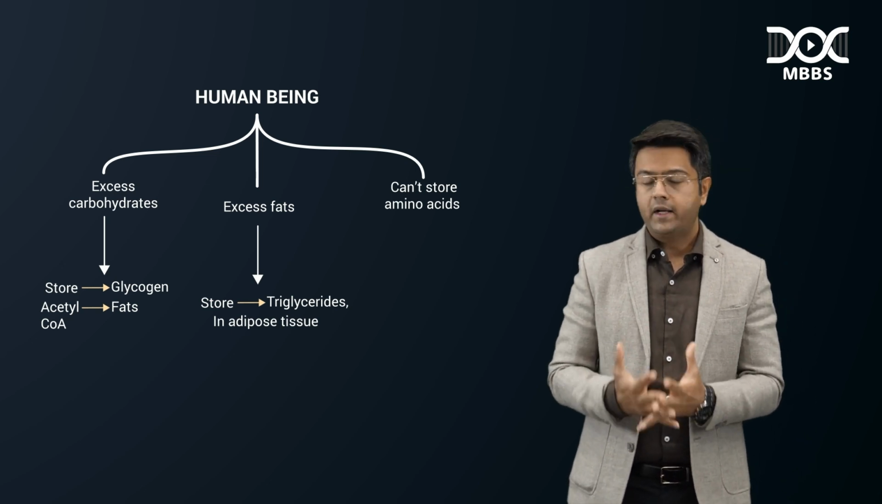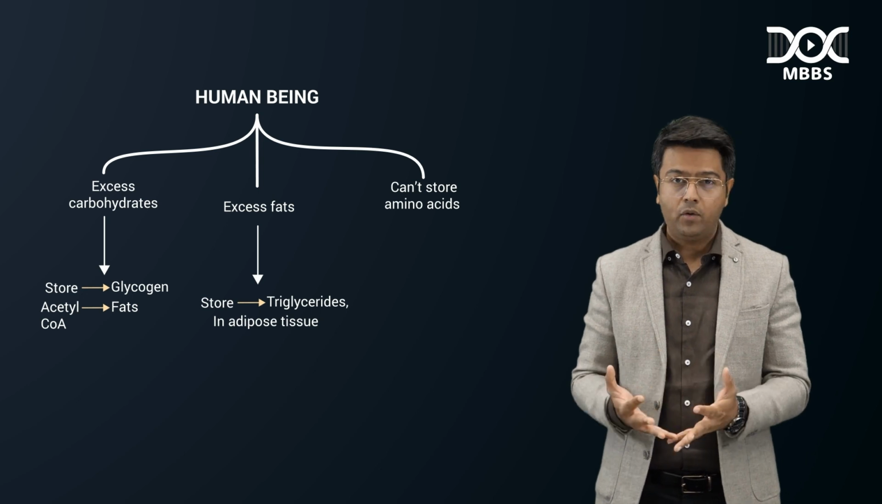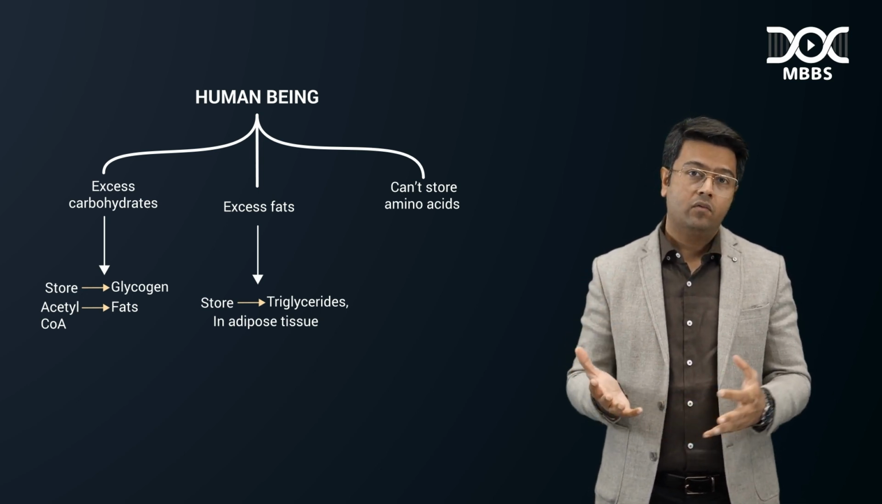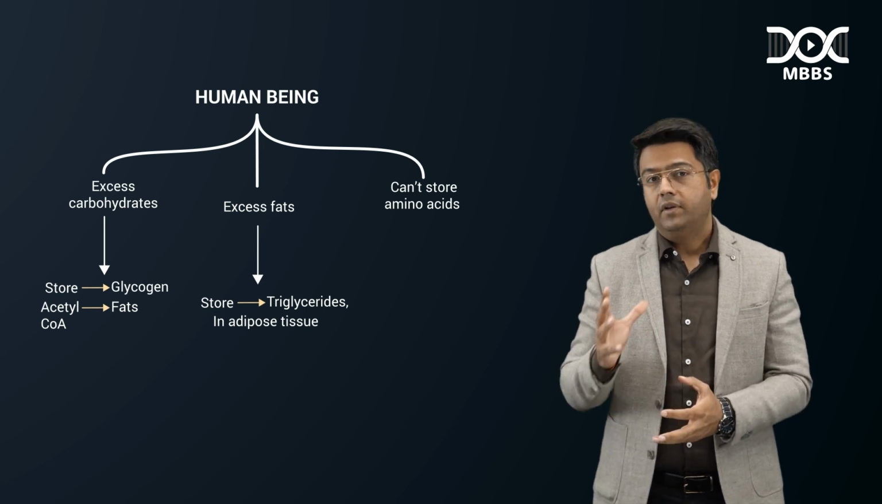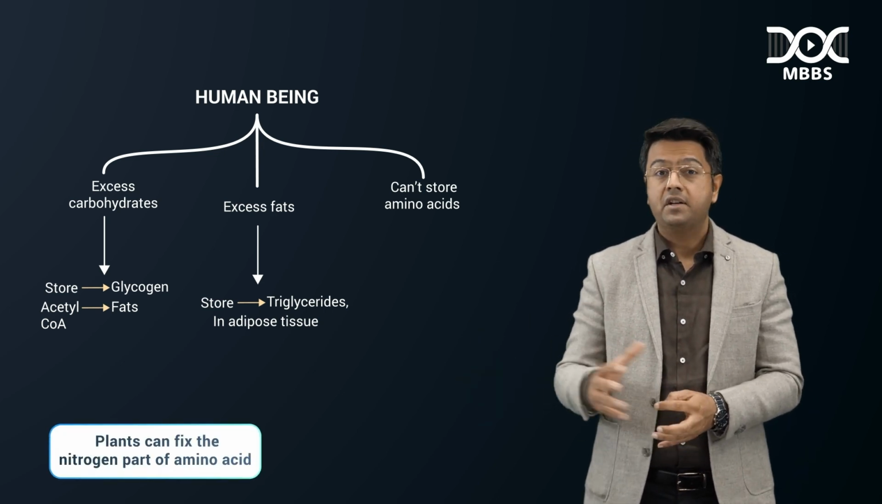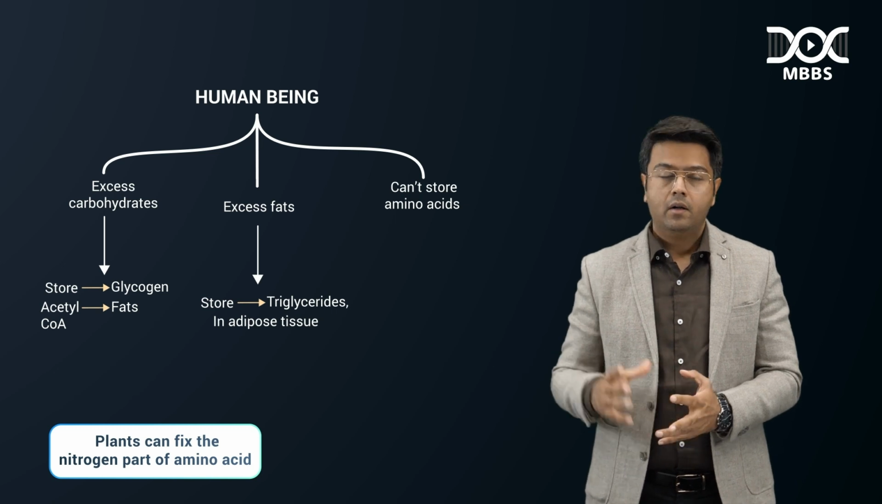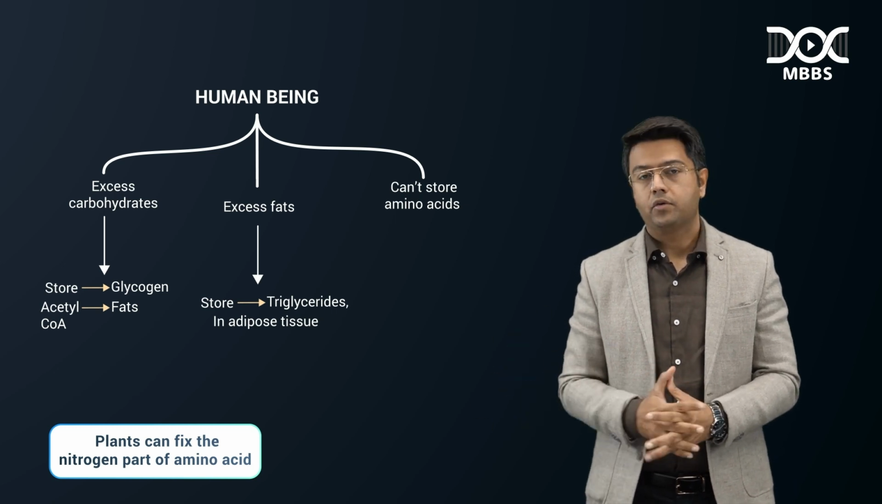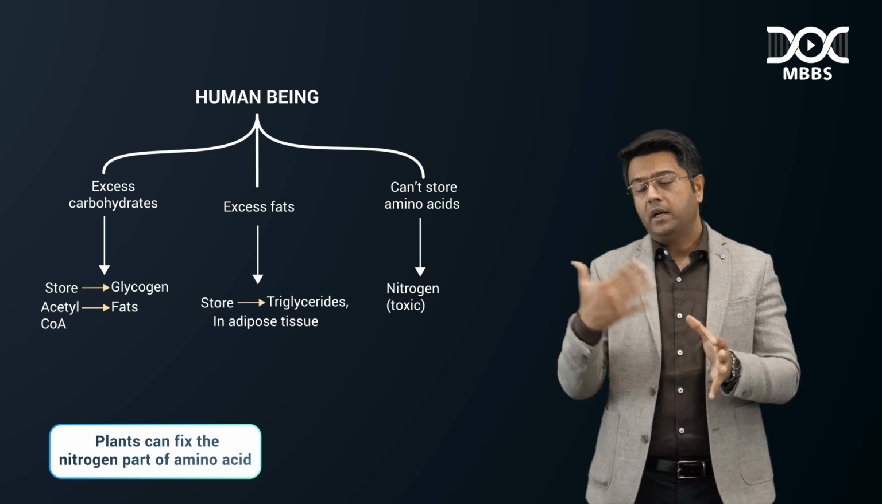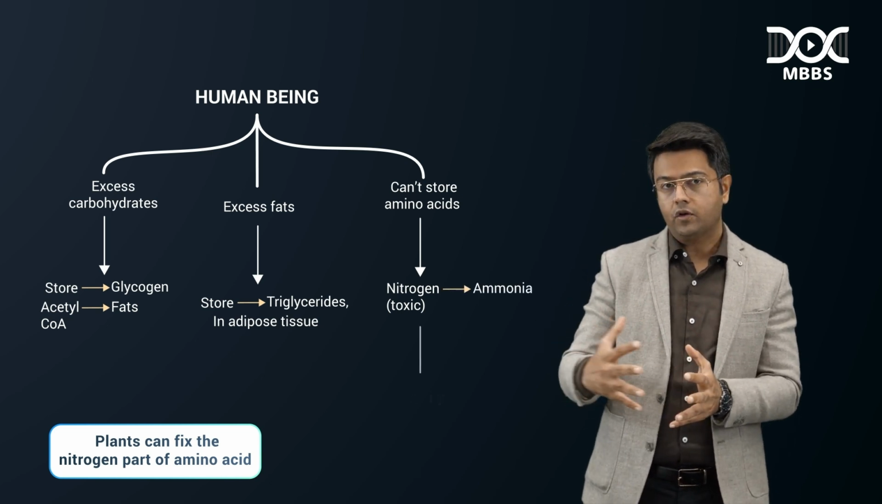So if we consume an excess amount of amino acids, or if the amino acid levels somehow increase in our body, we cannot store them. Plants can do that. Plants can fix the nitrogen, but human beings cannot fix the nitrogen. So that nitrogen is toxic to human beings because it may convert into ammonia and cause toxicity.